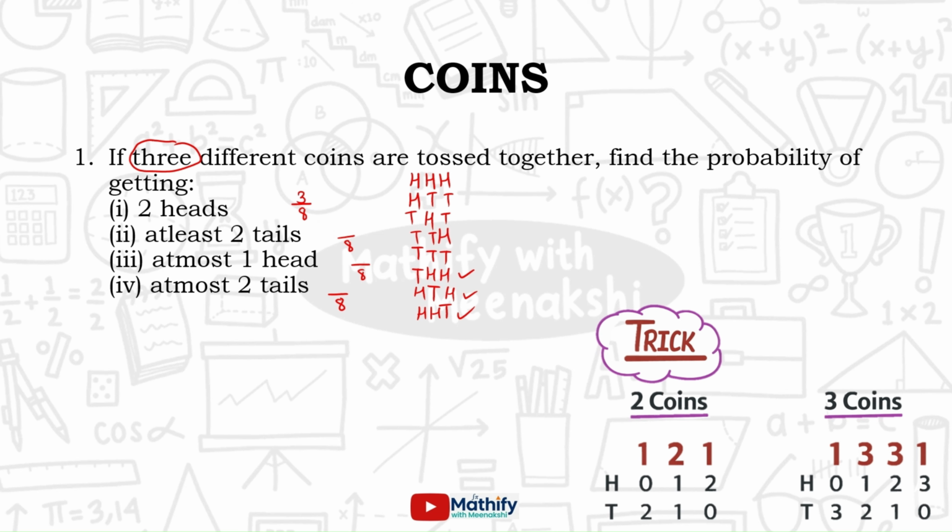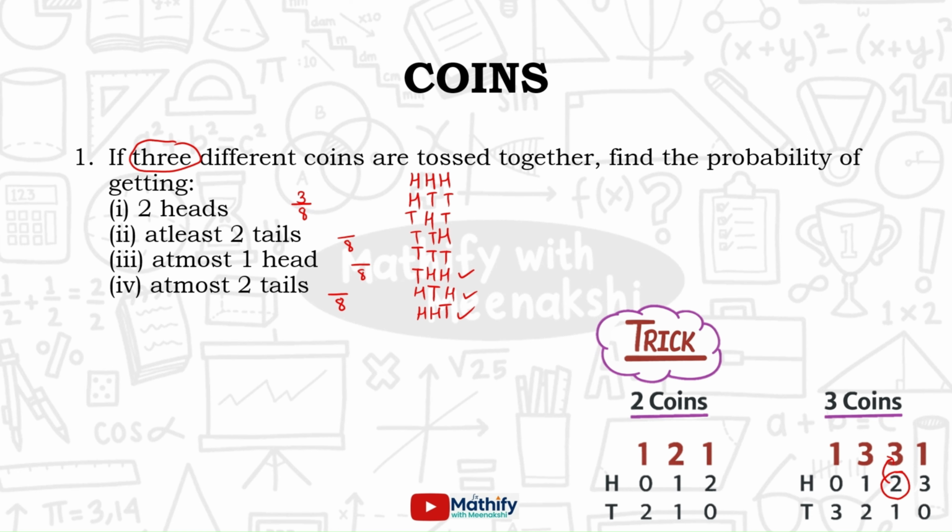But I also want to tell you one trick for this. When we have three coins, we just have to take 11 cube. That is 1, 3, 3, 1. Now for heads you write the counting like 0, 1, 2, 3, and for tails you write it in reverse: 3, 2, 1, 0. Now just see the number corresponding to 2, that is 3. So your answer is 3 by 8.